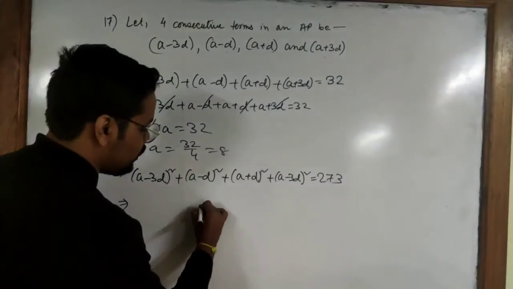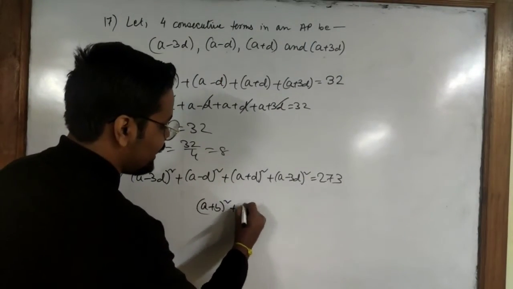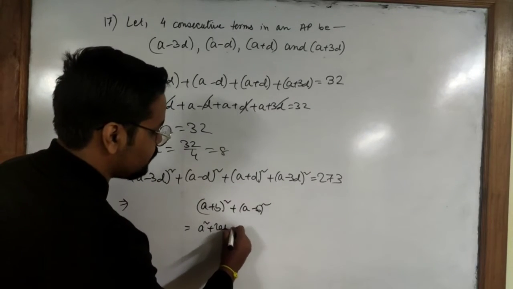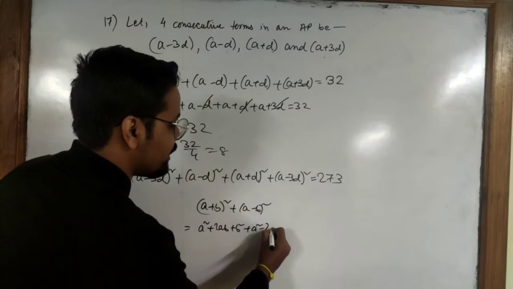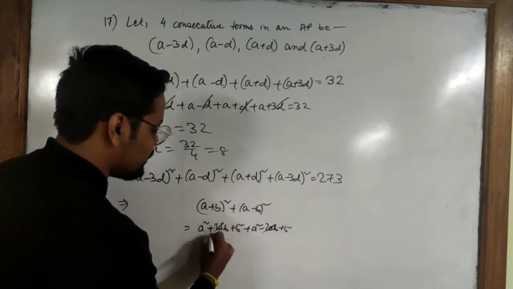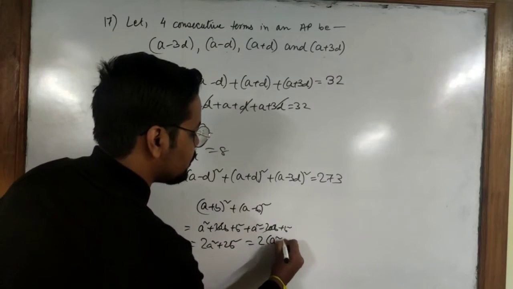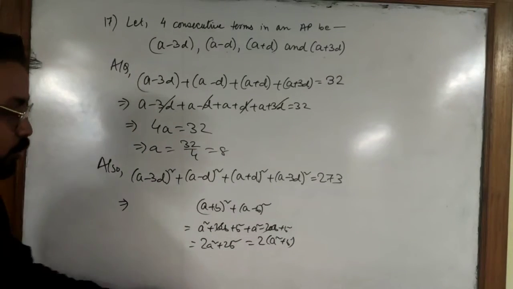Let me show you how. A plus b whole square and a minus b whole square, if I do this, what do I get? a square plus twice ab plus b square plus a square minus twice ab plus b square. So this will cancel out. It will be twice a square plus twice b square, which is twice of a square plus b square, right?